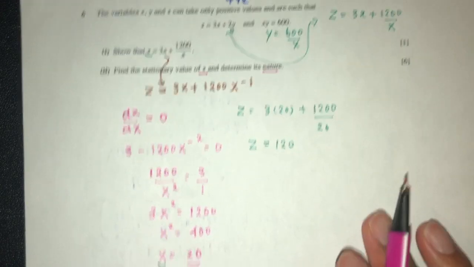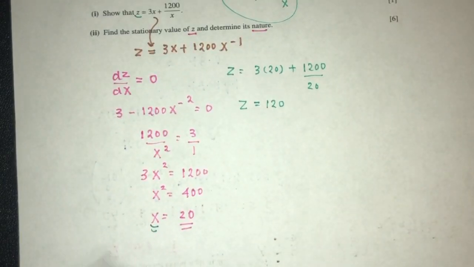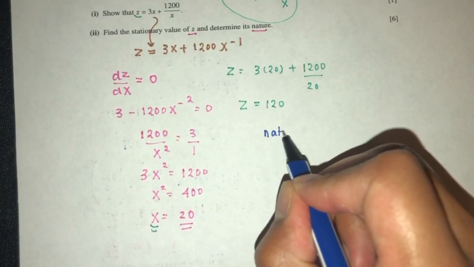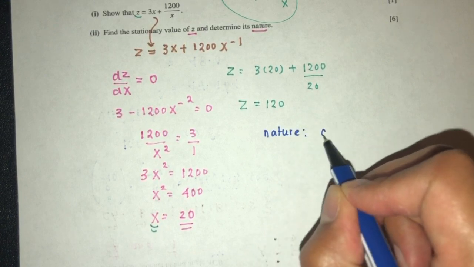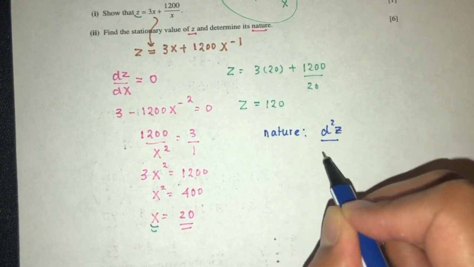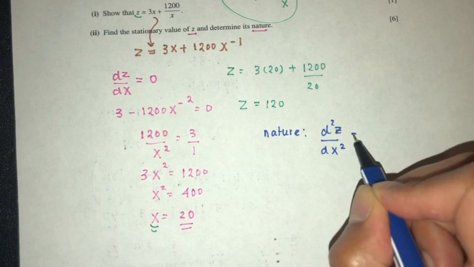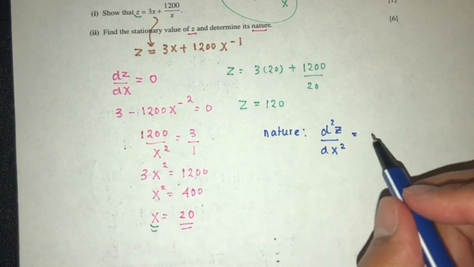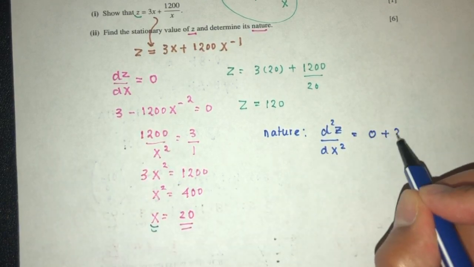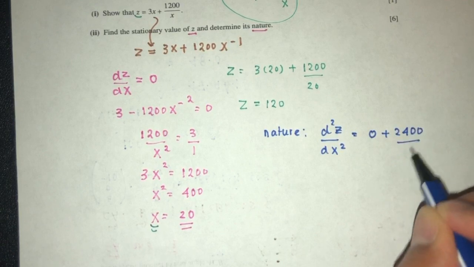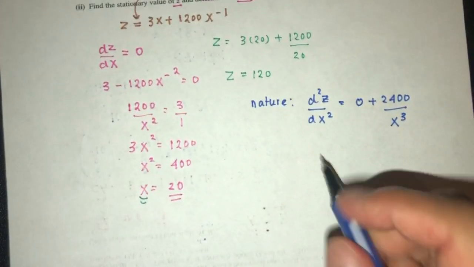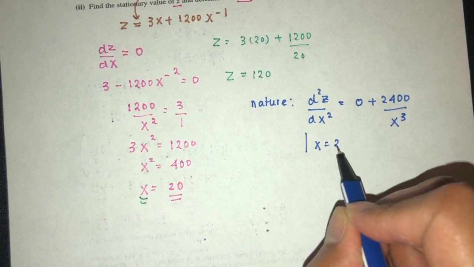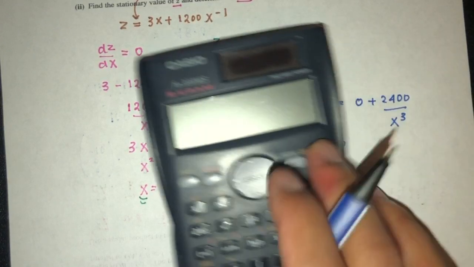Again, we have to find the nature. Now, whenever we have to find the nature, we have to look at what? To find the nature, we have to look at the second derivative, which is d2z by dx2. That will be, from here, that 3 will become 0. Then we have plus 2400 over x power 3. Now, when x was 20, this will be what?